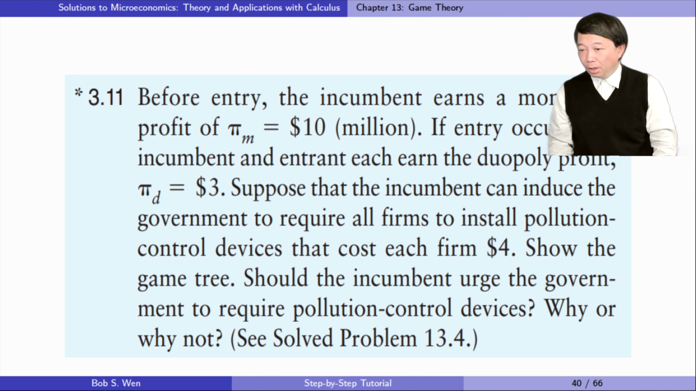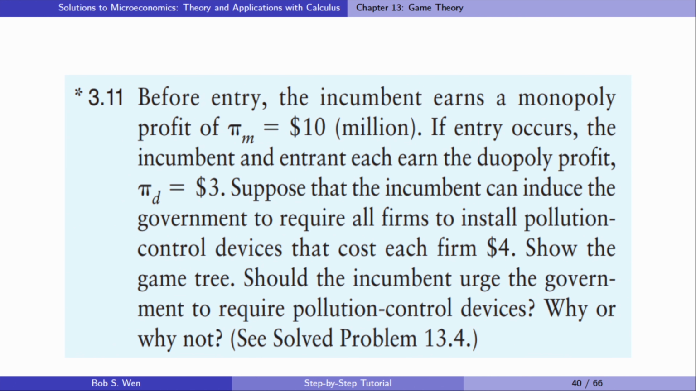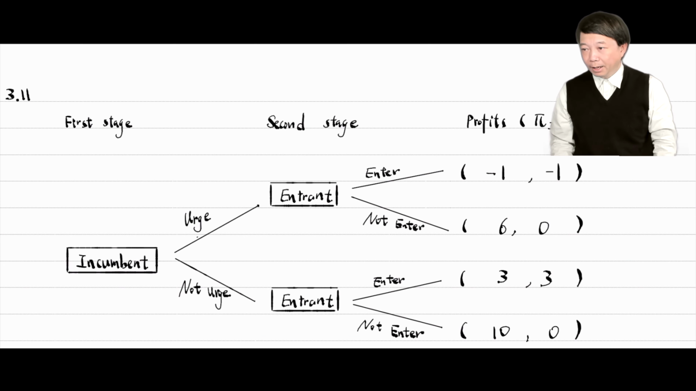Should the incumbent urge the government to require pollution control devices? Why or why not? It is a sequential dynamic game with 2 stages. The incumbent monopoly moves first. We draw the game tree according to the description in the exercise and use the backward induction approach to find the subgame perfect Nash equilibrium.